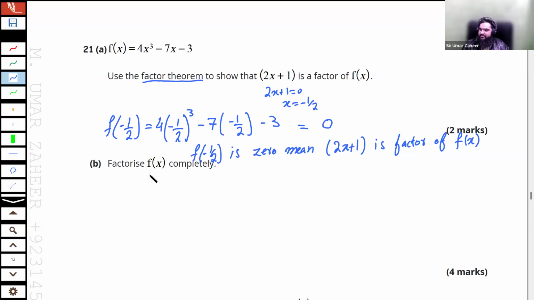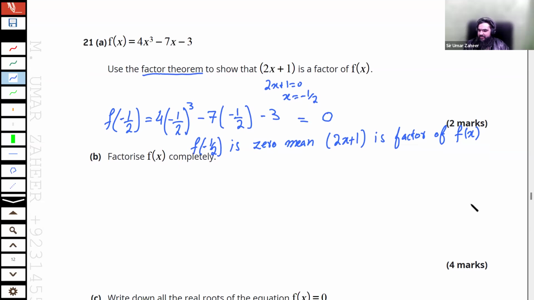Now, we have the next one. He says that factorize f of x completely. We need to factorize it. So again, we have two options. I told you, one is to guess the factors, or the second one is to do the complete division. I have to go with the complete division.